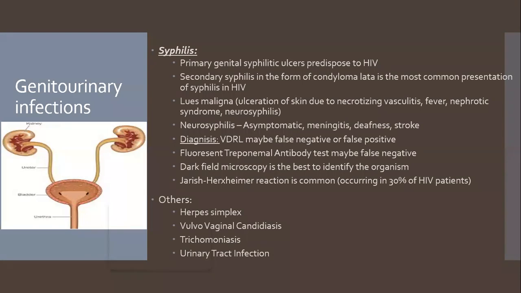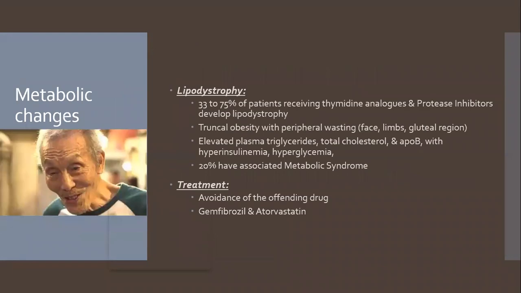Syphilis can occur. Okay, nothing much about that. Syphilis can occur in HIV. The other genital infections will be vulvovaginal candidiasis, herpes simplex, trichomoniasis, and other urinary tract infections. Coming to some other manifestations.